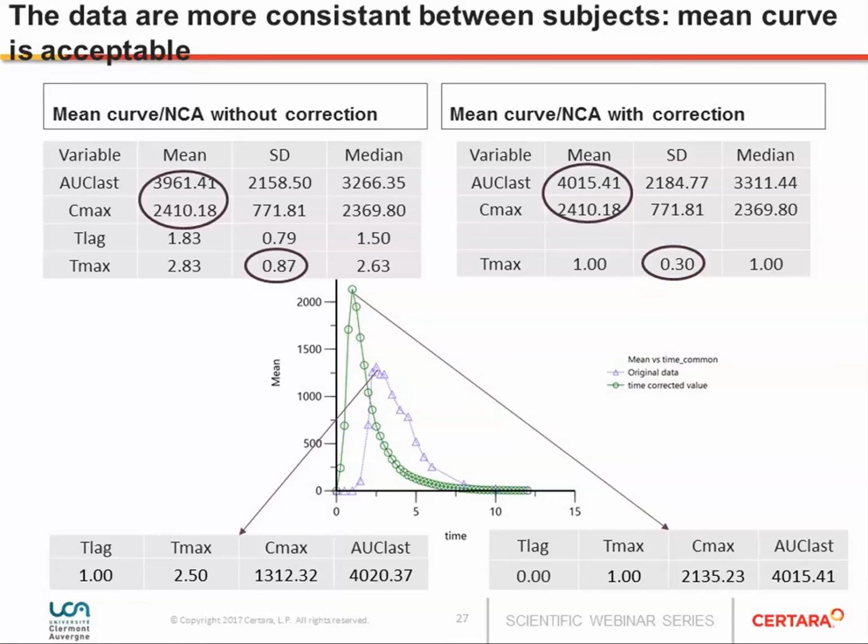But now, if I take the Cmax of the mean curve corrected by the lag time and compare it to the Cmax that I observed, you can see that my Cmax is 2,135 compared to 2,410. That means I have something which is around 14% of errors and not 50% of errors. I'm strictly better.